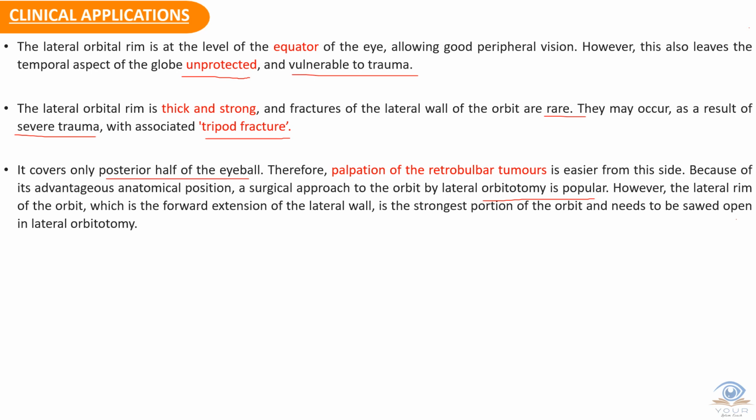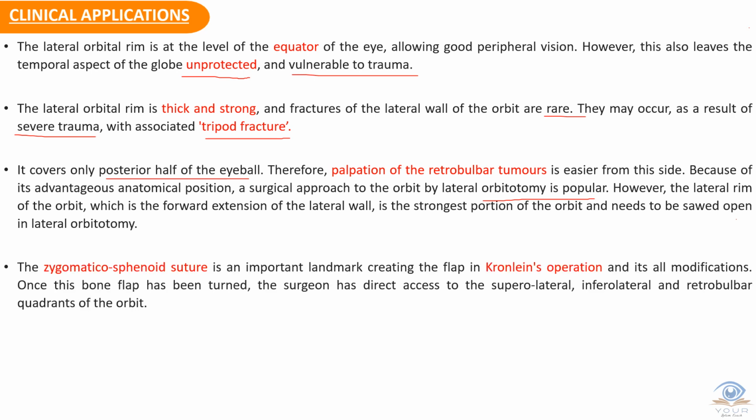However, the lateral rim of the orbit, which is the forward extension of the lateral wall, is the strongest portion of the orbit and needs to be sawed open for this approach. The zygomatico-sphenoid suture is an important landmark in creating the flap in Kronlein's operation and all its modifications.